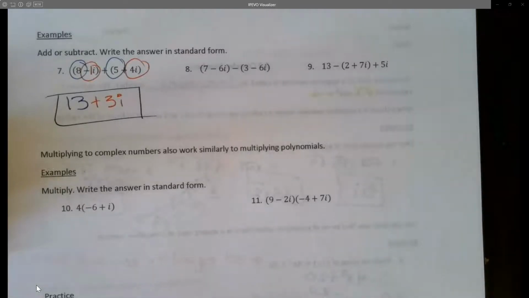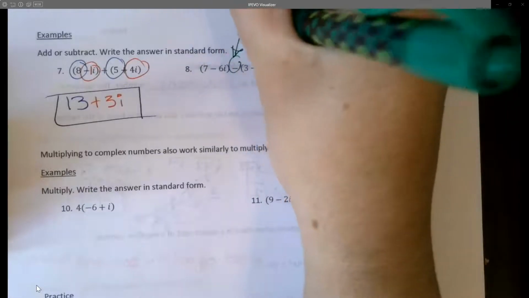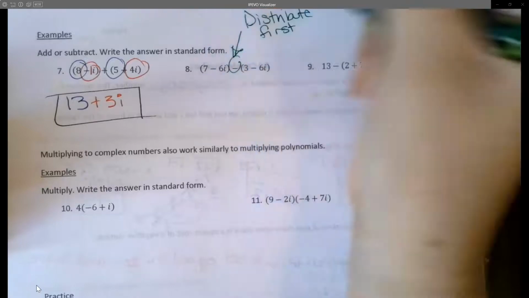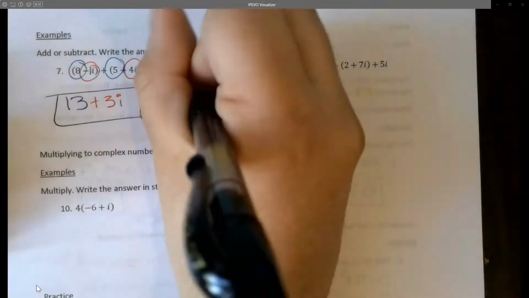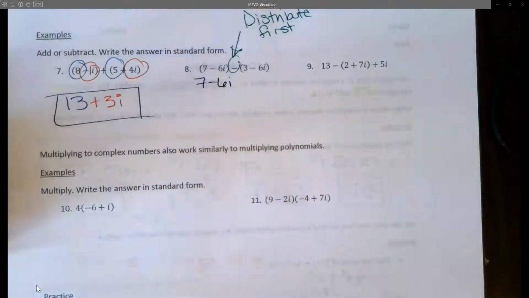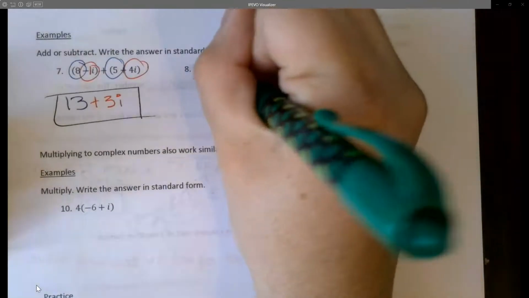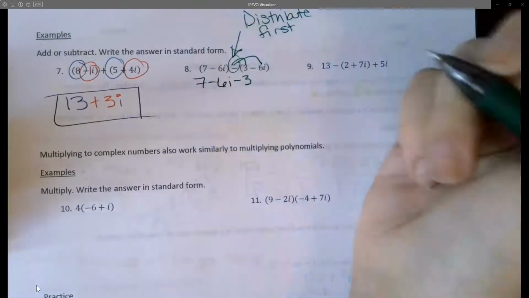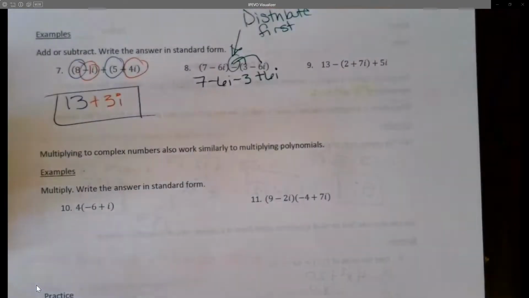Okay, so on number 8, I have this negative in between. What I want to do is first distribute this. So I am going to write out the part I started with. So I have 7 minus 6i. And then I'm going to go ahead and distribute. So I have negative times 3, which gives me negative 3. Negative times negative 6i, which gives me positive 6i.